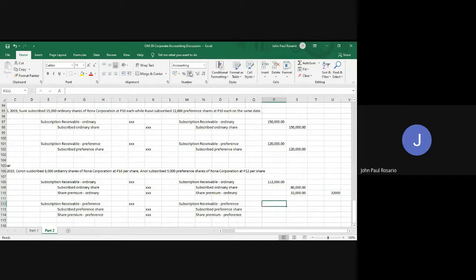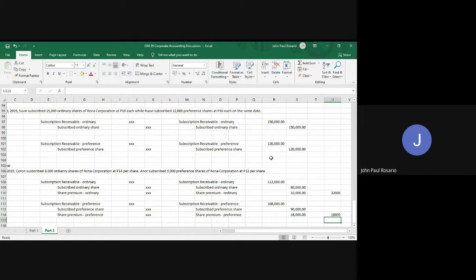Same here. For the receivable, we put the 9,000 shares purchased multiplied by the price of 12. For subscribed preference shares, the 9,000 shares multiplied by the par value. The par value, guys, can be seen above in the preference shares at 10 each. So the share premium is 18,000. Or simply, the 9,000 multiplied by the 12 price minus the 10 par value, 18,000.